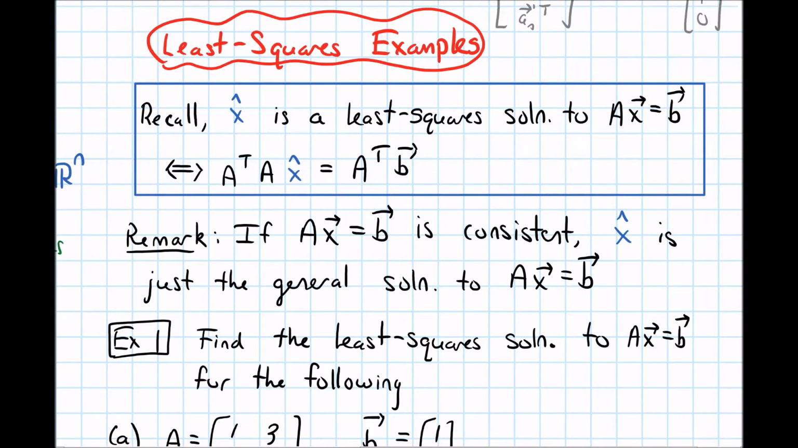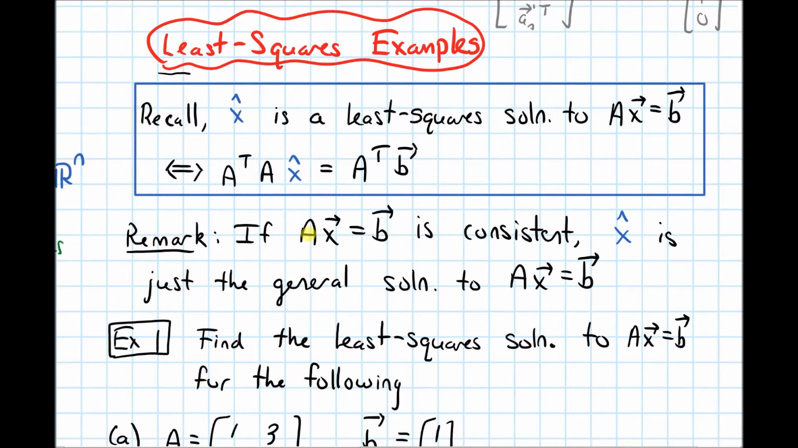In this video, we're going to do some examples solving least squares problems. Recall that in the previous video, we showed that x hat is a least squares solution to the system Ax = b if and only if A transpose A x hat equals A transpose b. This equation is called the normal equations. We will need to solve this equation for x hat to get our least squares solution.